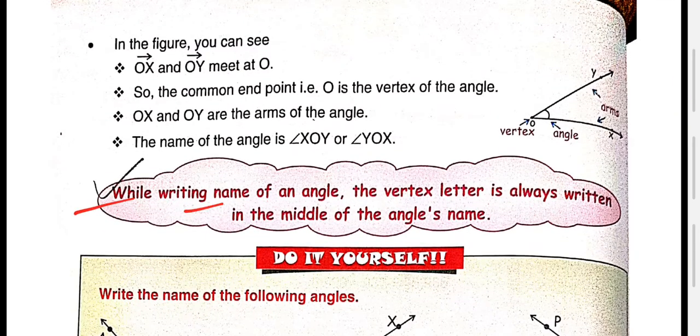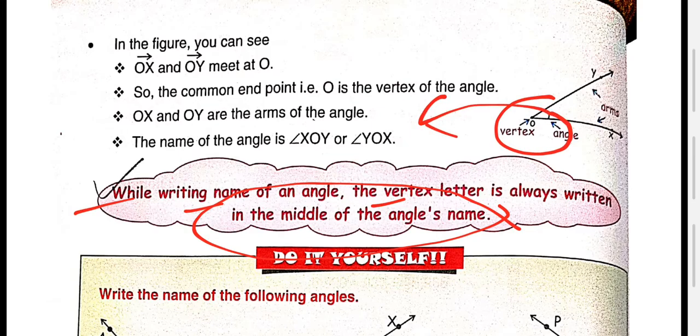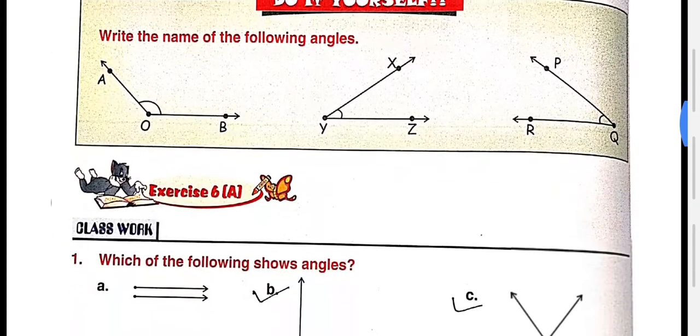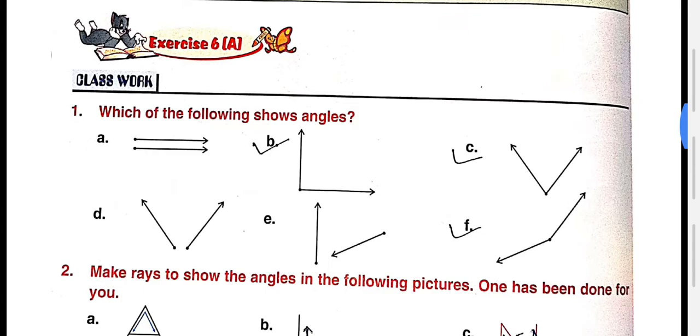While writing the name of an angle, the vertex letter is always written in the middle of the angle name. So you can write here XOY or YOX. This is the way to write the name of an angle. Now come to your exercise 6A.